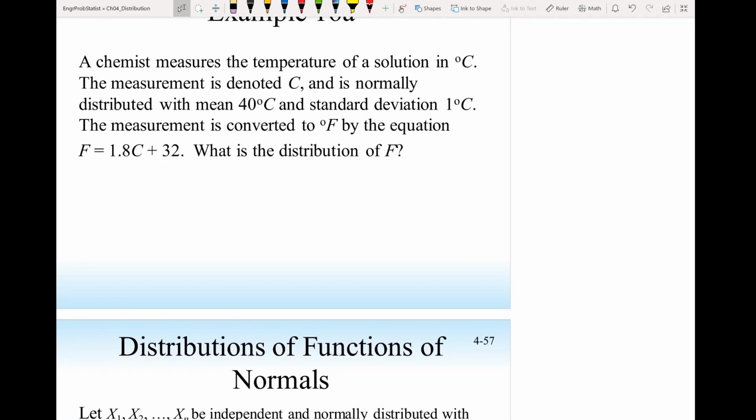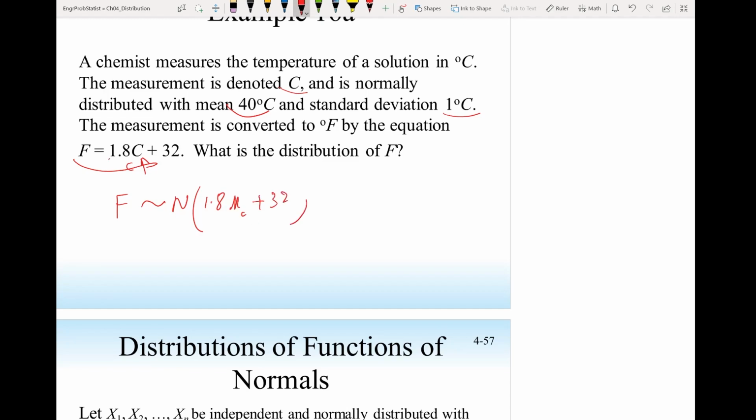A chemist measured the temperature of a solution in centigrade. The measurement is denoted by C and is normally distributed with mean 40 and standard deviation 1 centigrade. Now the measurement is converted to Fahrenheit. What's the distribution? Well, Fahrenheit now will have a normal distribution with mean equal to 1.8, the constant, times the mean of the centigrade, plus the constant 32.